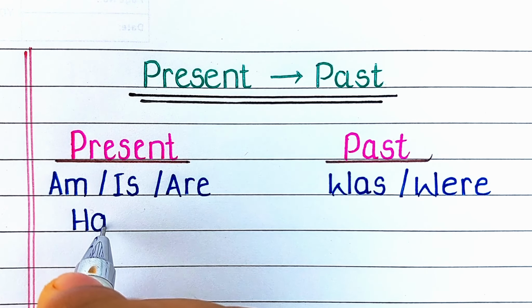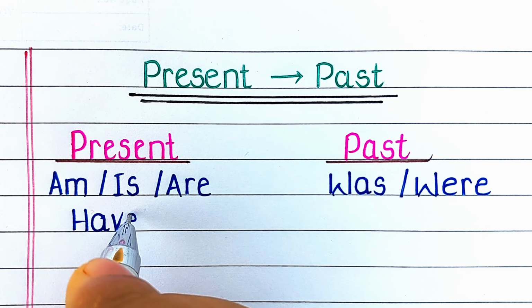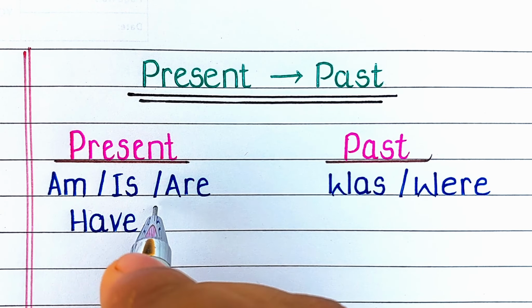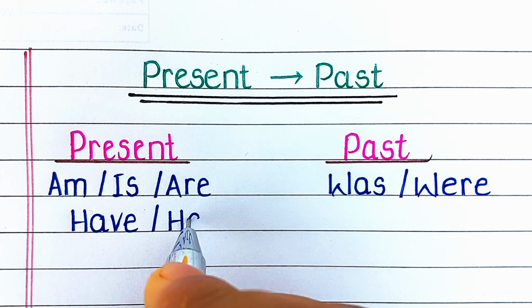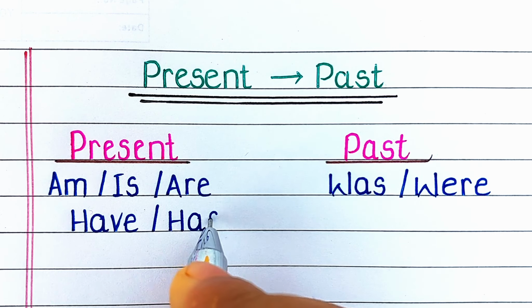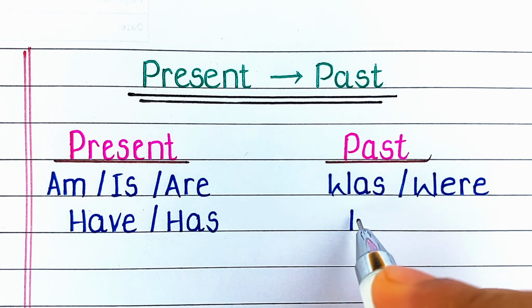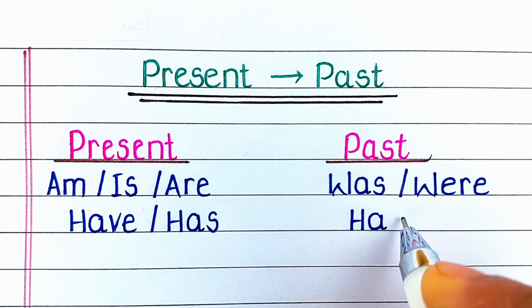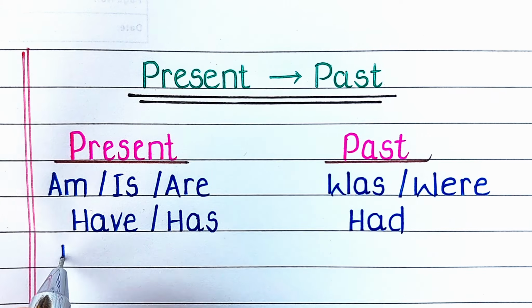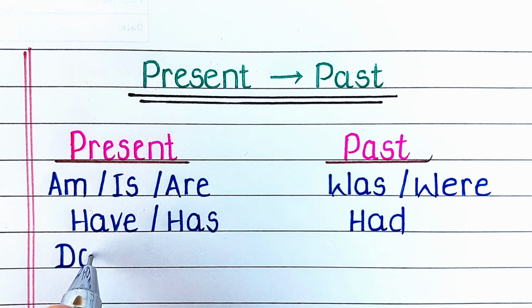The first words are am, is or are. In past tense, we will write was or were. Next words, has or have. For have or has, we will write had in past tense.